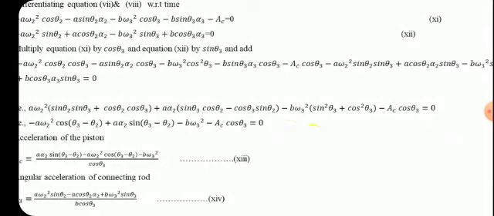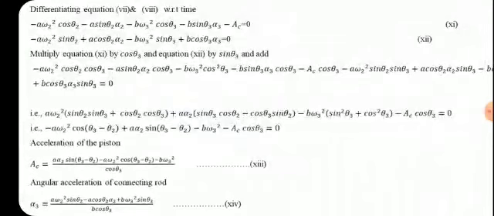a omega 2 square cos theta 2, a sin theta 2 alpha 2, b omega 2 square cos theta 3, b sin theta 3 alpha 3 minus ac is equal to 0. And multiply the equation, differentiating the equation with respect to time, multiply the equation 11th by cos theta 3 and equation 12th by sin theta 3. We will get b cos theta 3 alpha 3 sin theta 3 is equal to 0.